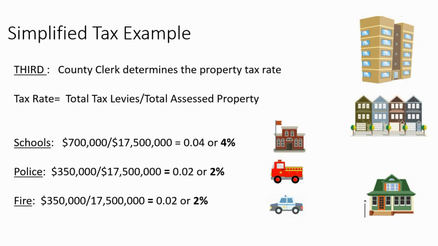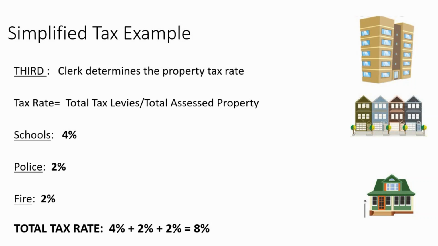So now the county clerk determines the property tax rate for this area. So the tax rate, again, is total tax levies divided by total assessed property value. Let's look at it for each individual levy. For schools, 700 grand divided by 17,500,000 equals 0.04, or 4%. For police, 350 grand divided by 17.5 million, 0.02, or 2%. And then fire, 350 grand divided by 17.5 million, 0.02, or 2%. So now the total tax rate: schools is 4% plus 2% for police plus 2% for fire. Your total tax rate is 8%.